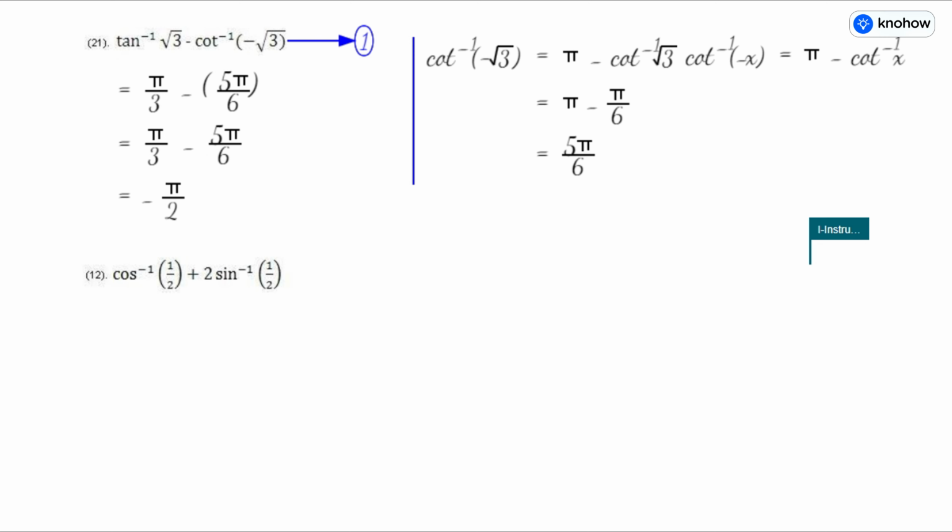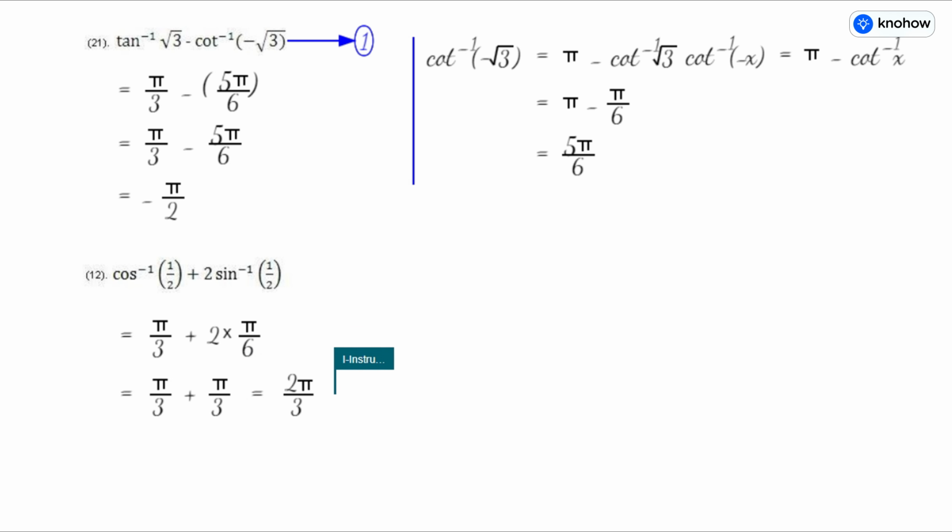Look at this part. To my mind, this is the simplest question we have done by now. Cos inverse half, direct. What is that angle whose cos is half? 60 degree or pi by 3. So cos inverse half is pi by 3. And plus twice, what is that angle whose sine is half? 30 degree or pi by 6. So twice pi by 6. So you get pi by 3 plus pi by 3, and 2 pi by 3. So it is a very simple question.